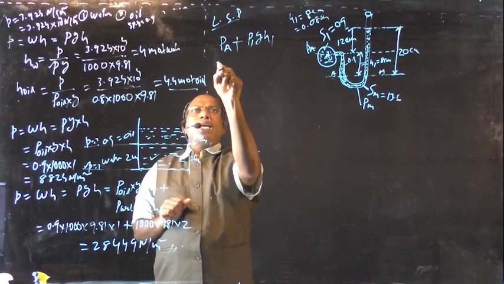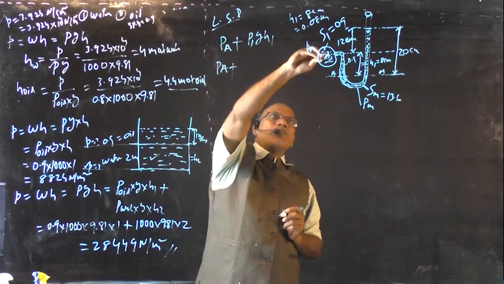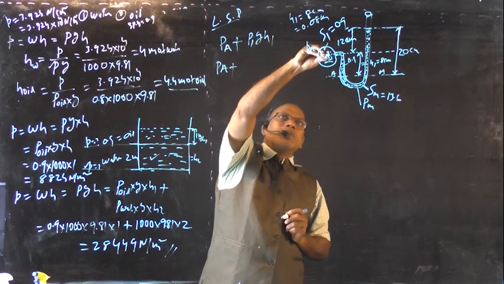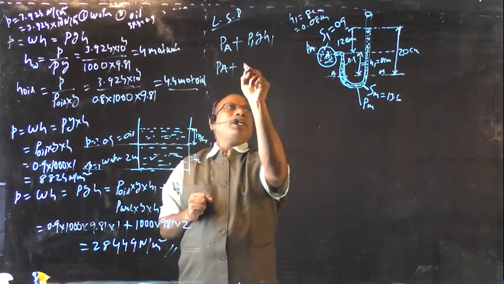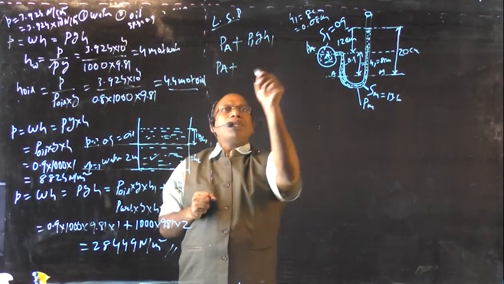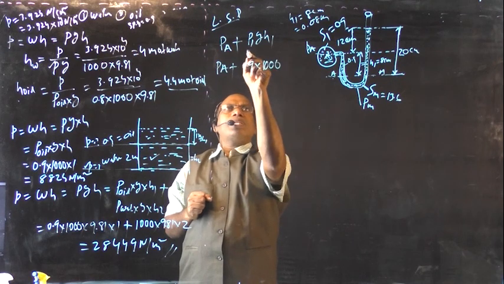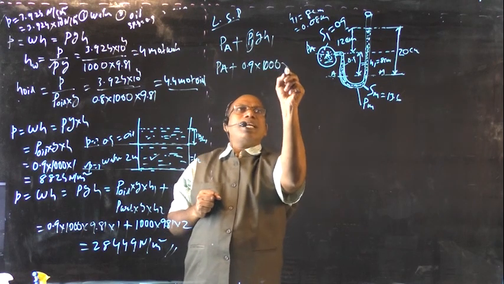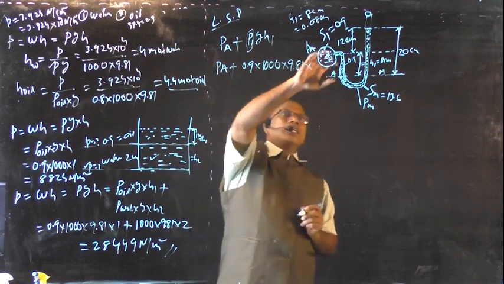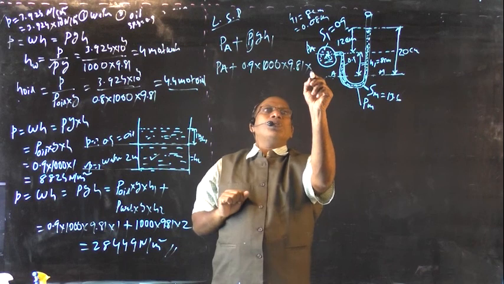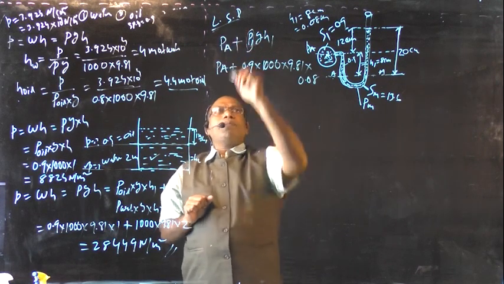Therefore, PA plus rho 1, that means the density of the flowing liquid, is equal to the specific gravity of the flowing liquid, 0.9, into the density of the standard liquid, 1000. And G is 9.81, into H1, the liquid column, which is 0.08 meters. This is the left side pressures.